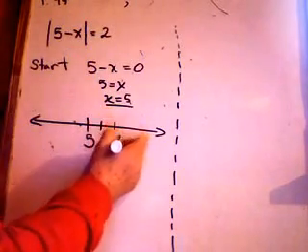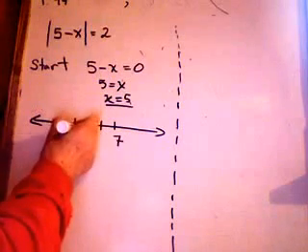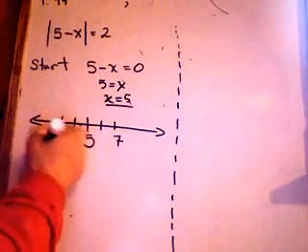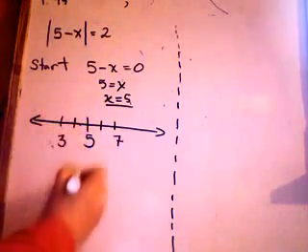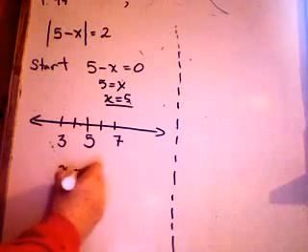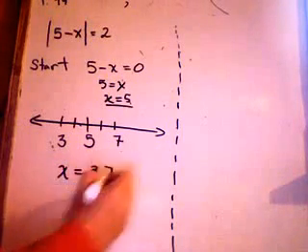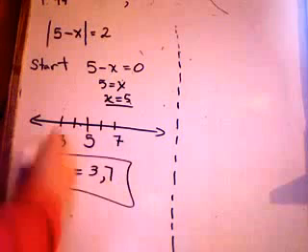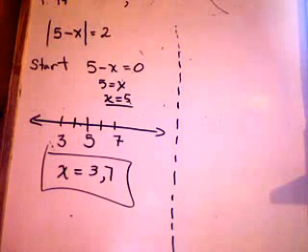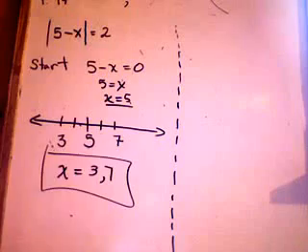So that means the answer would be 7. And then what's 2 units this way? 5, 4, 3. So 7 and 3. So the answers to this are x could equal 3 and 7. That's one way to solve the problem using the number line. Now, there's another way to solve the problem using algebra.